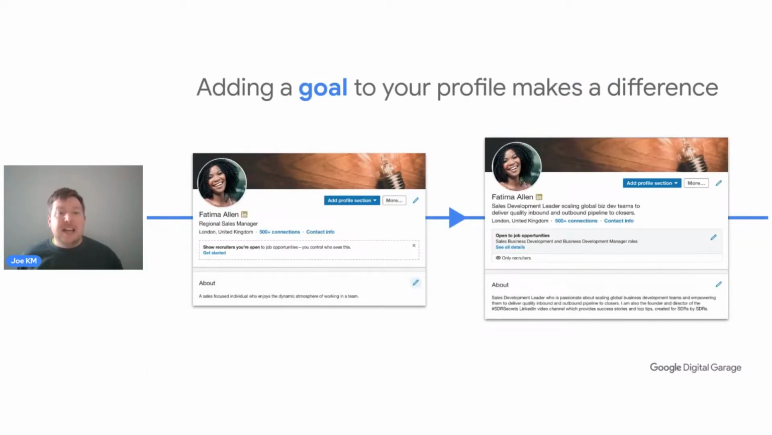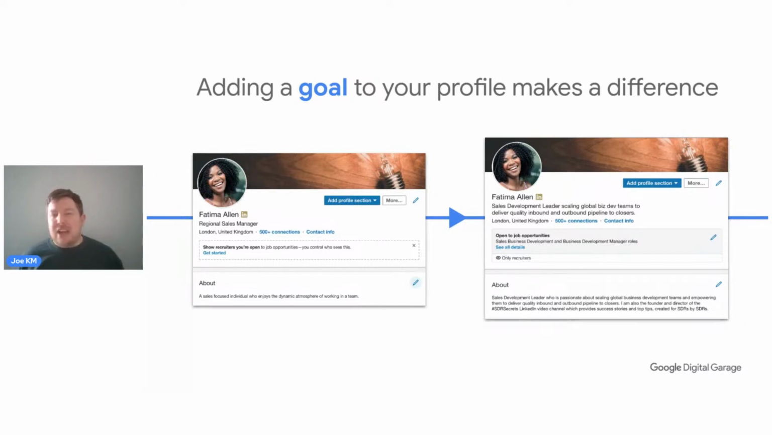So here we can see on the left, we've got Fatima Allen. She's on LinkedIn. She pays for gold membership and is a sales-focused individual who enjoys a dynamic atmosphere of working in a team. Some decent little bit of content, but really, what does that say for someone looking for you? Regional sales manager. So you're going to get a little bit of traction if people are looking for regional sales manager, maybe the word dynamic atmosphere. But again, realistically, what are you looking for here? What is she trying to achieve?